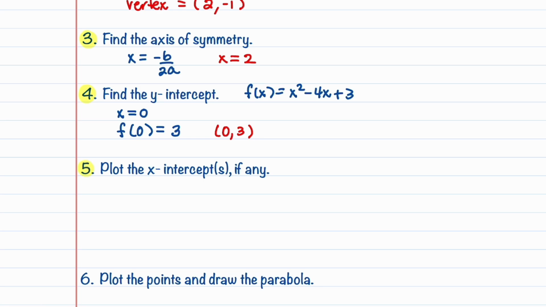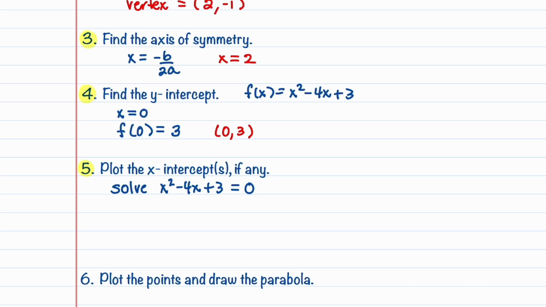Now we're going to find the x-intercept. That's the one that always takes a little bit more work. To find the x-intercept, we are going to take our function and set it equal to 0. So we're going to solve x squared minus 4x plus 3 is equal to 0. This means that we have to solve this quadratic.